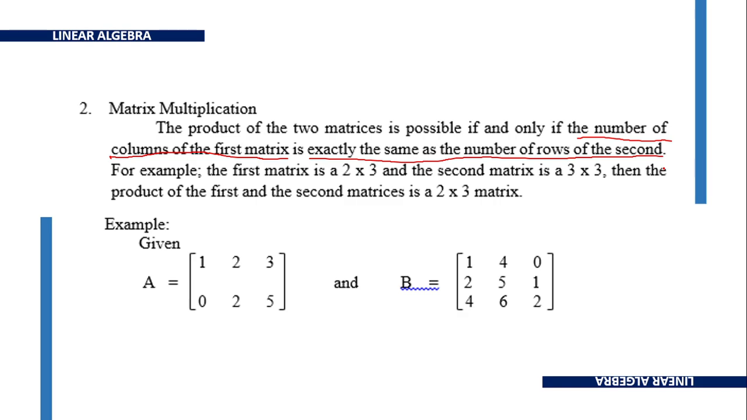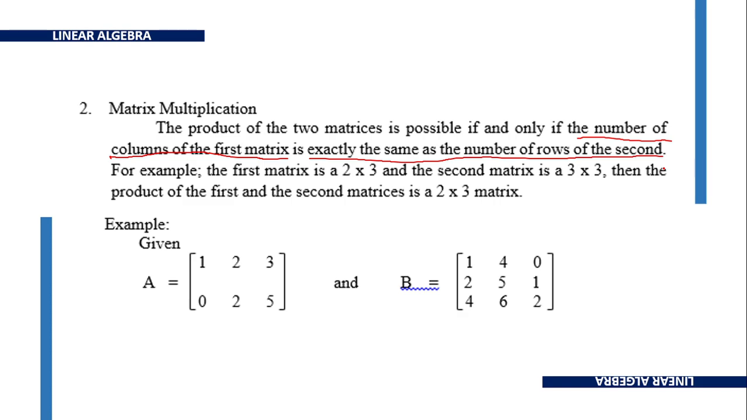Yun. Okay? So, naintindihan? Ulitin ko lang ulit ha. The product of the two matrices is possible if and only if the number of the columns of the first matrix is exactly the same as the number of rows of the second. So for example, the first matrix is 2 by 3 and the second matrix is 3 by 3. Then the product of the first and second matrices is a 2 by 2 matrix.